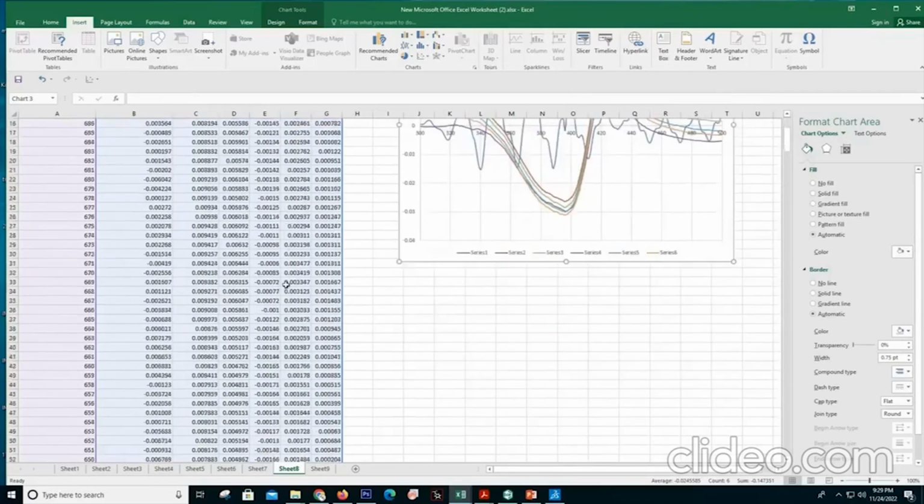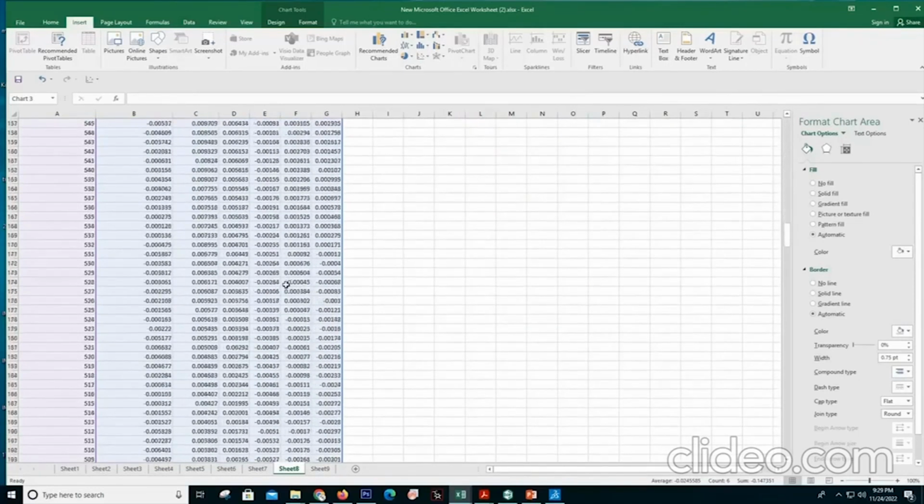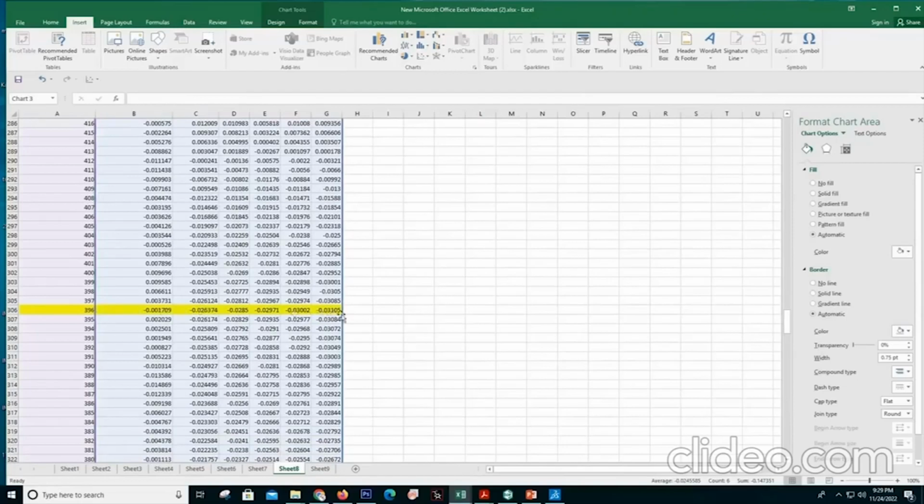Also in the data we can find out the wavelength at which the peak is there. So we have got the peak at 396 nanometer, as these are the most negative values. So now we are going to use these absorbance values at 396 nanometer to calculate the Kd value.